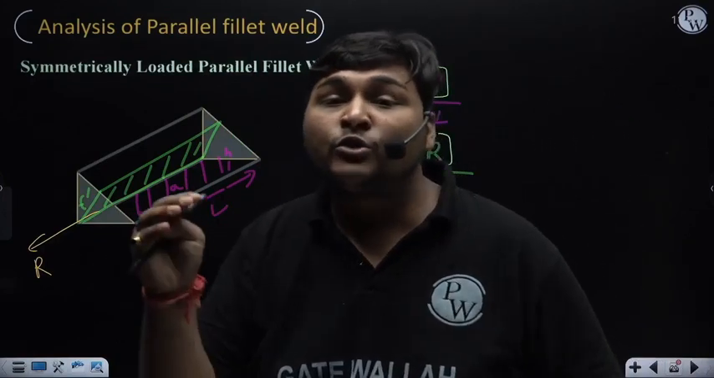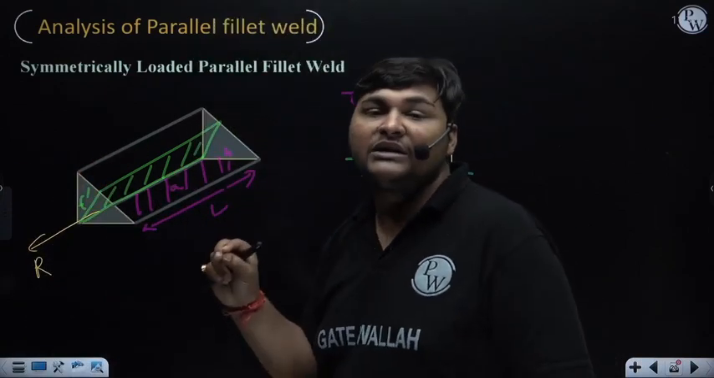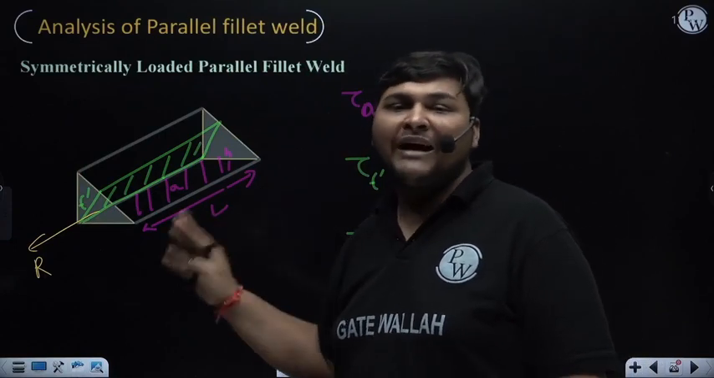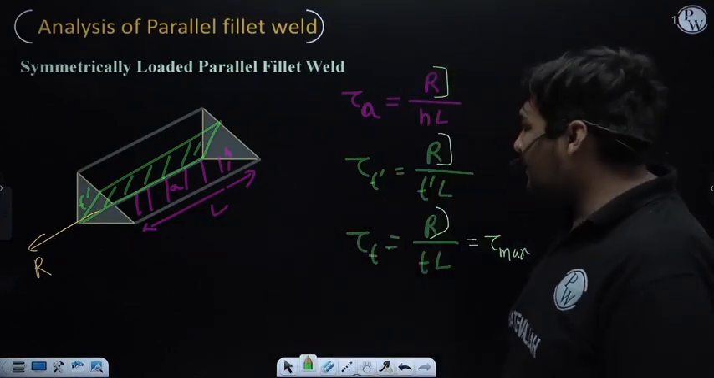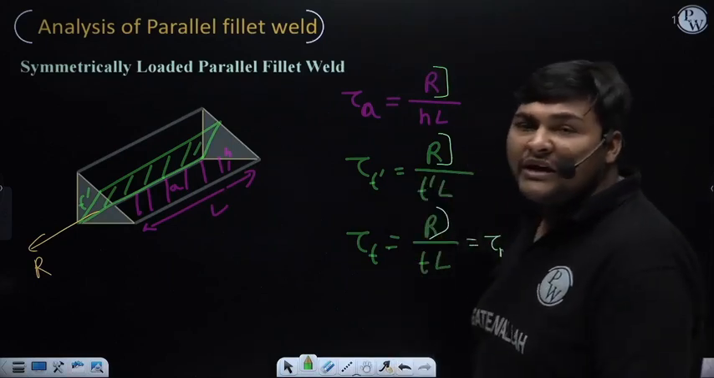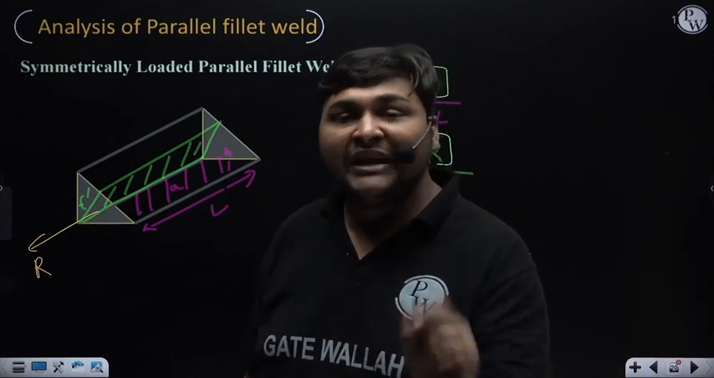Okay, ultimately I will discuss various cases of welded joints, and in all cases ultimately we will reach the throat plane. Meaning the throat plane will be the most important plane during the analysis of welded joints. But right now forget about other cases, only focus on parallel fillet weld. So in parallel fillet weld, the critical section is the throat plane. So whenever we are calculating shear stress in parallel fillet weld, we will only calculate shear stress in the throat plane.